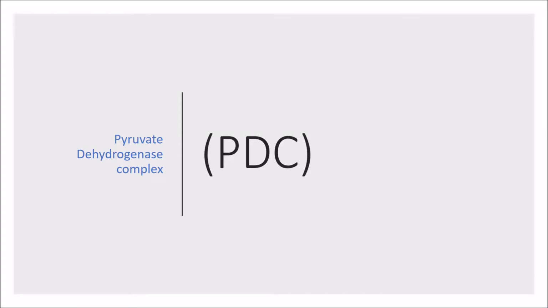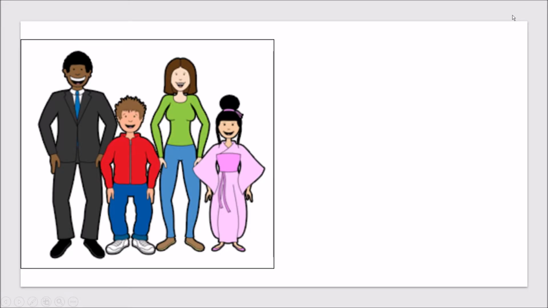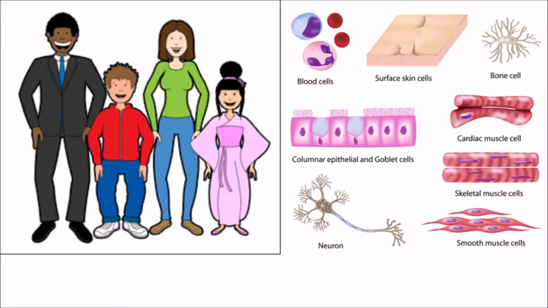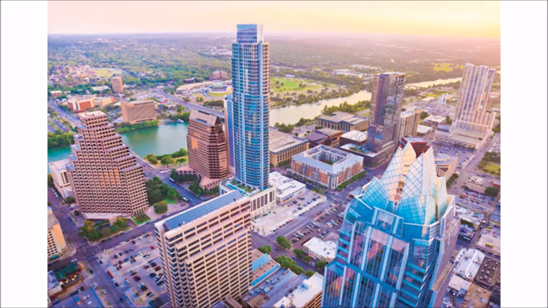In this video, we're going to go over a molecular machine known as pyruvate dehydrogenase complex, or PDC for short. First, let's start with humans. And these humans, like all humans, including yourself, are made up of cells. And we can think of these cells as cities to better understand how they work, and that's what we're going to do today.